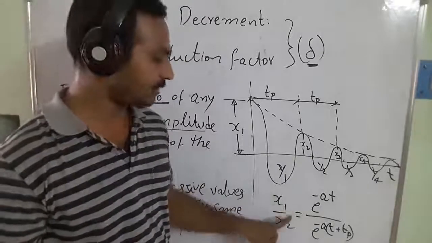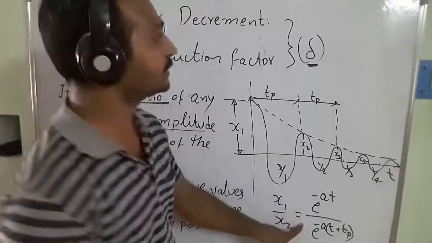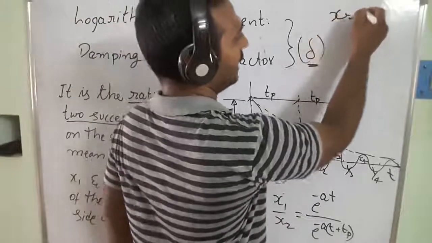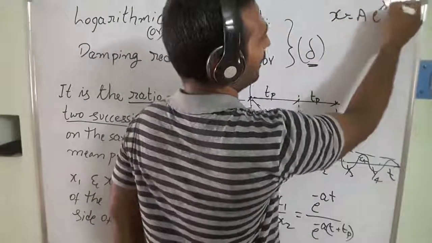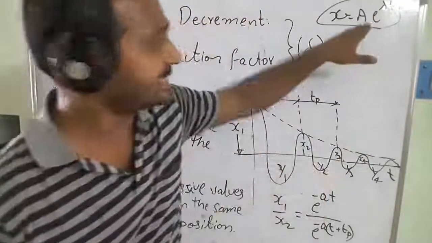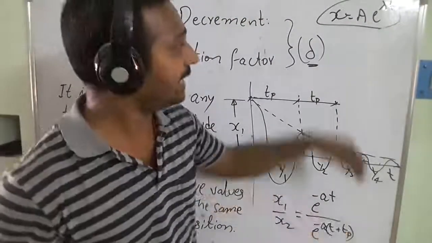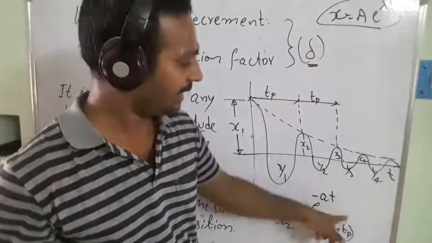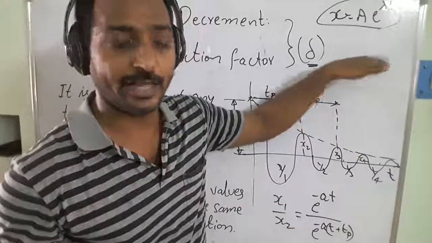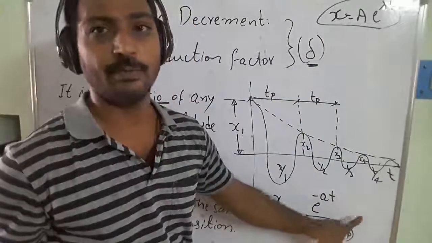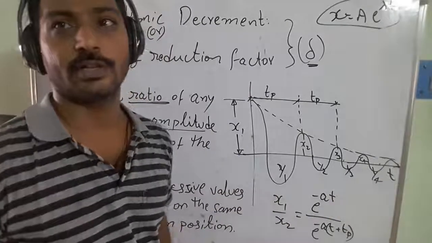So x1 by x2 is equal to, as we have seen, x is equal to a into e to the power of lambda t. From this equation, which we derived in the overdamping system, when applied to the critical damping or underdamping system, we got this equation. From here, we are going to do further simplification.